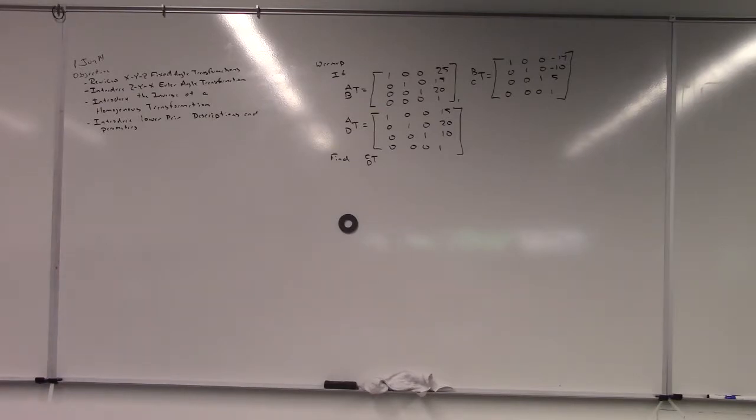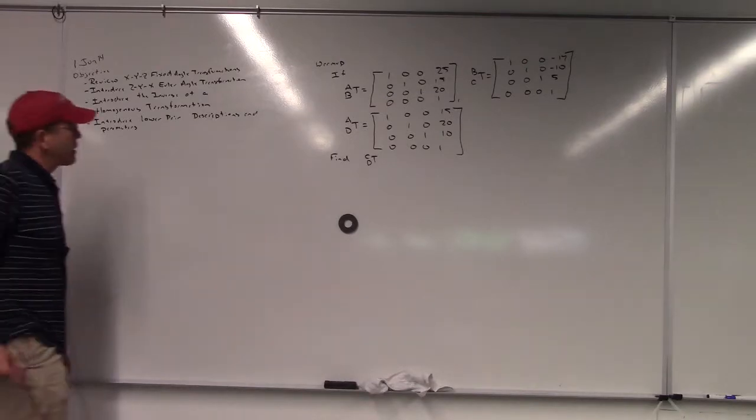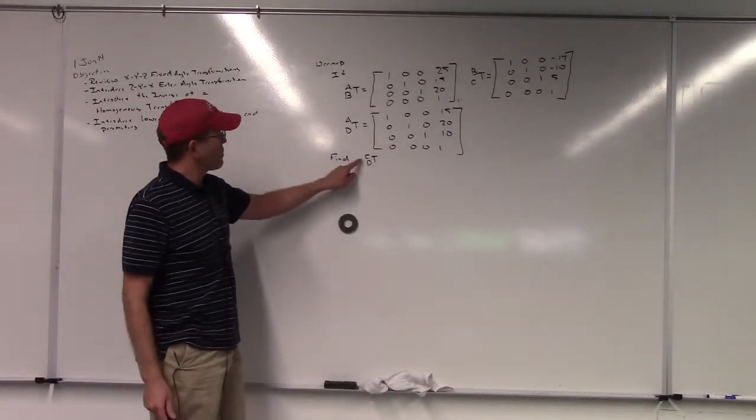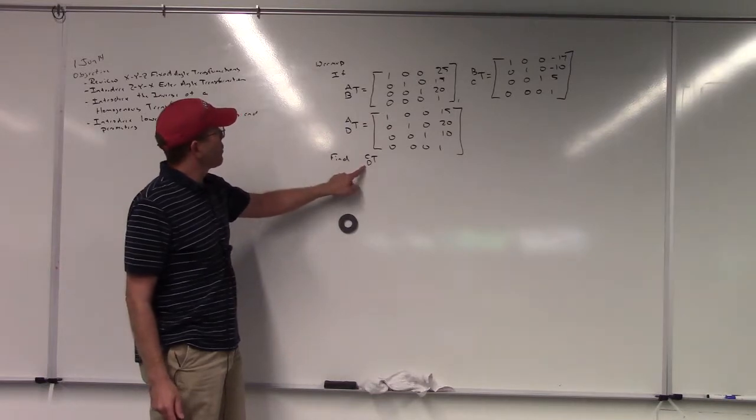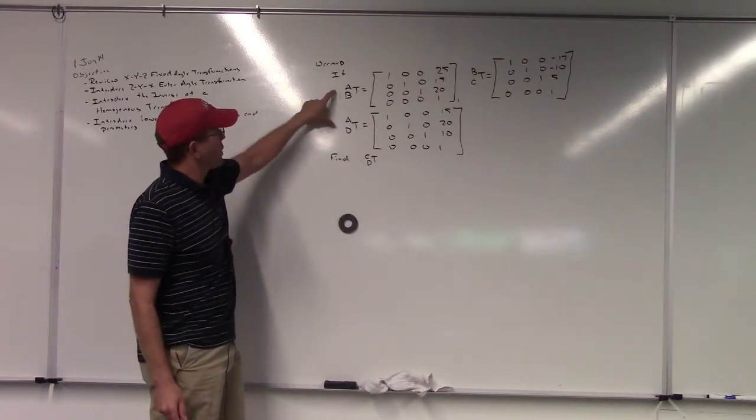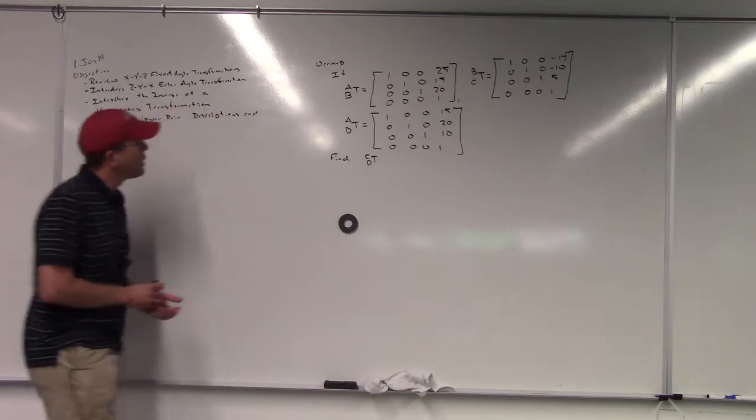So for our warm-up, we're going to go through and find our missing transformation from C to D. And we're going to do so by going through and taking a look at the given information.